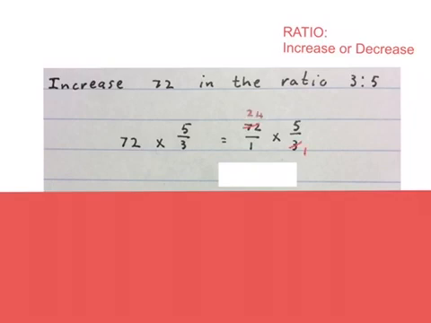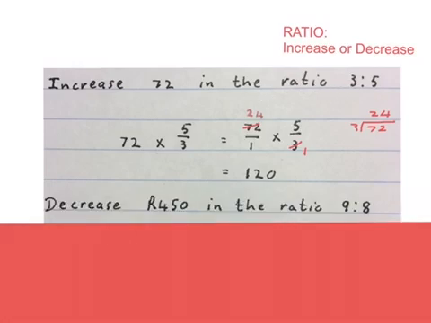Then you cross cancel. 3 goes in itself once, and 3 goes into 72 24 times. You might have to do a little long division question. Then you times the 24 with a 5, and the final answer is 120. So 72 will become 120 if you increase it in the ratio 3 to 5.